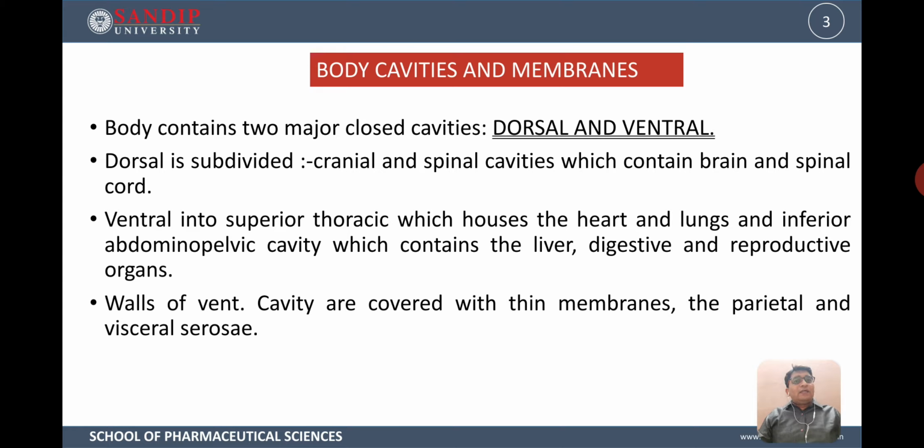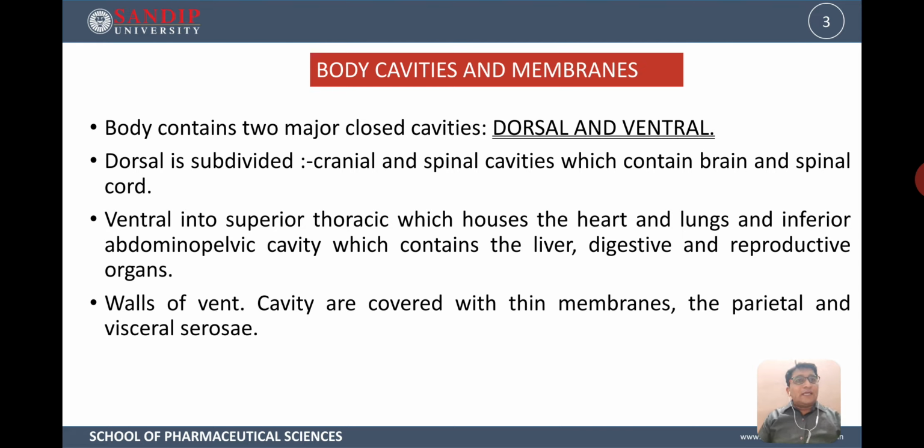Body cavities are divided into two types. First one is the dorsal and second one is the ventral. Cranial and the spinal. In the cranial, there is the brain. Here is the location of your cranial, and to the back side there is the spinal. So in the cranial there is the brain, and in the spinal cavity there is your spinal cord. Ventral, superior thoracic, upper side. This is where your heart is, with the lungs on the left and right sides, and the inferior abdominopelvic cavity, which contains the liver, digestive system and reproductive organs.